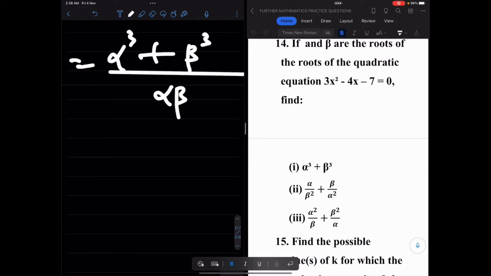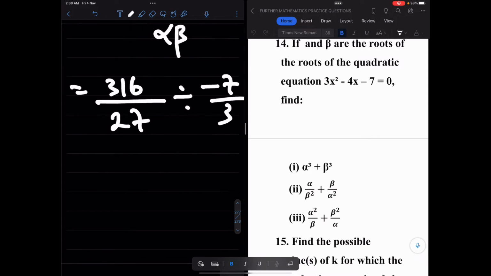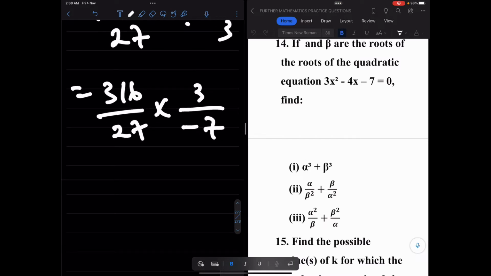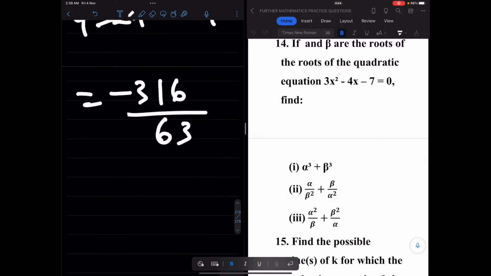And the next line is going to be alpha cubed plus beta cubed. We already know that that's 316 divided by 27 divided by alpha beta, which is minus 7 over 3. And that simply means 316 divided by 27 times 3 over minus 7, which is simply 316 divided by minus 63, which is actually minus 316 over 63.